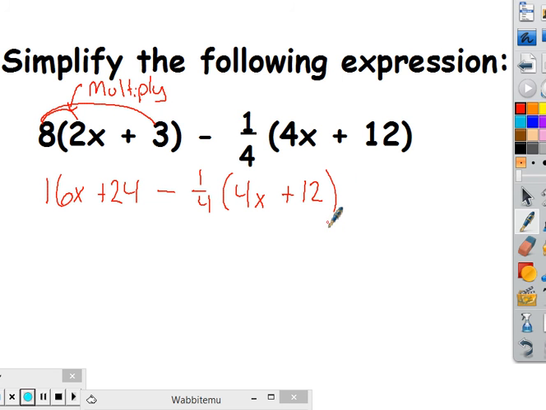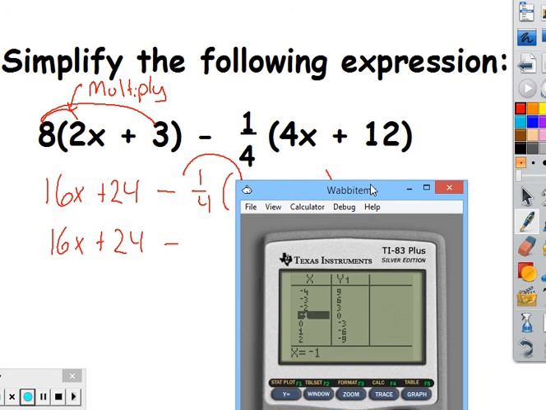Okay, and then we'll work that out in our next step. We have 16x plus 24. We're multiplying negative by positive, so this answer is going to be negative. You can choose to use your calculator if you would like.